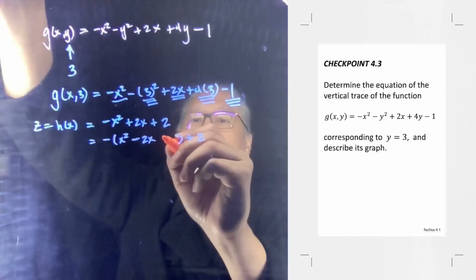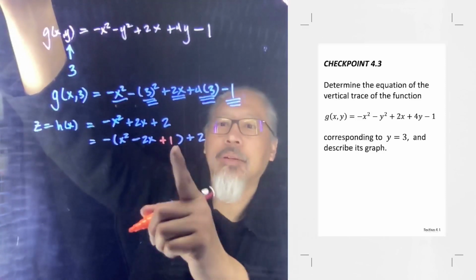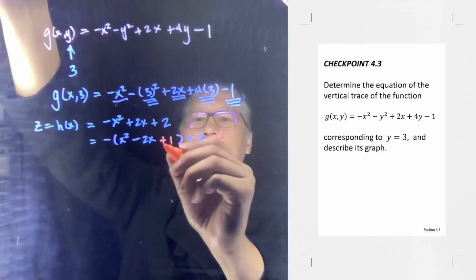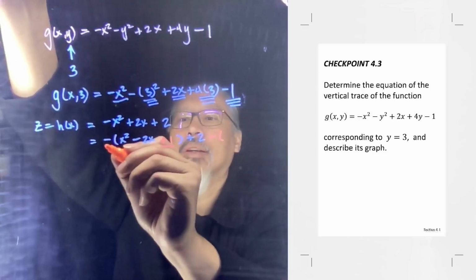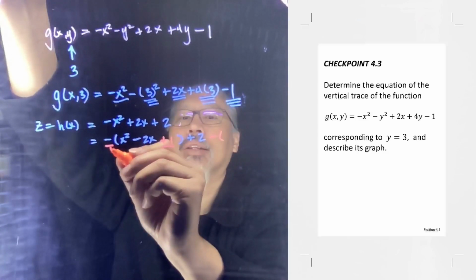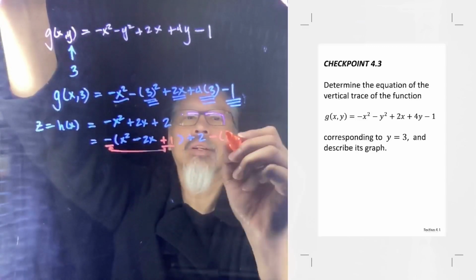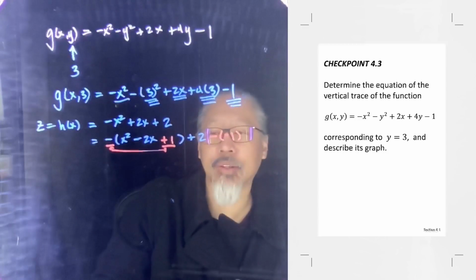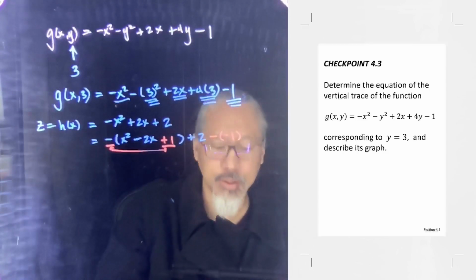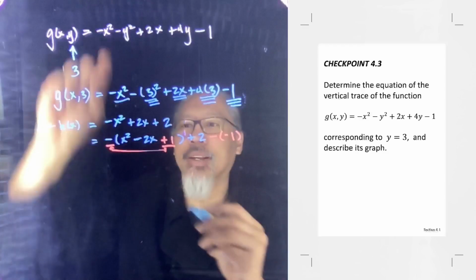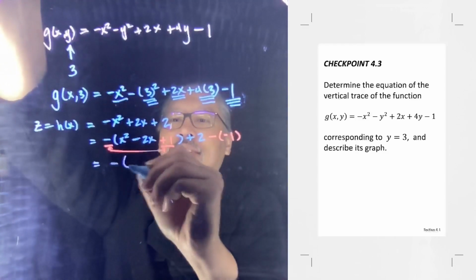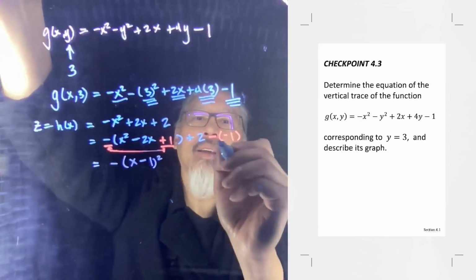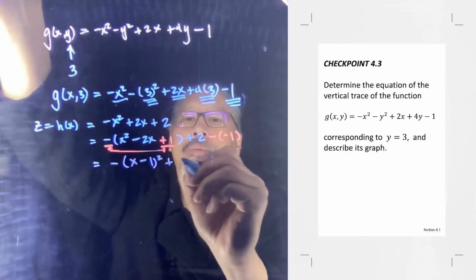Half of 2 is 1, 1 squared is 1, so we're adding 1 inside, but there's a negative sign associated with it, so we're really subtracting 1 on the outside, which means we're subtracting negative 1 on the same side. Hope that makes sense. We have a perfect square now, negative quantity x minus 1 squared, and then we have 2 plus 1 is 3.